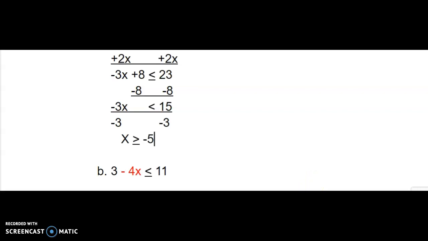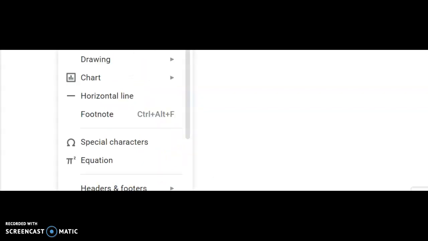And that's the solution. Instead of saying less than or equal to, it's going to be greater than or equal to because I divided by a negative number. That's how you solve it. Next, this is how you graph it. Insert, drawing, new.